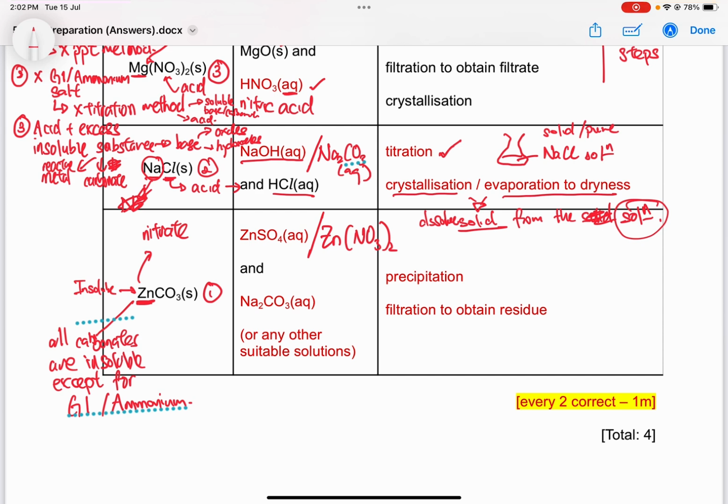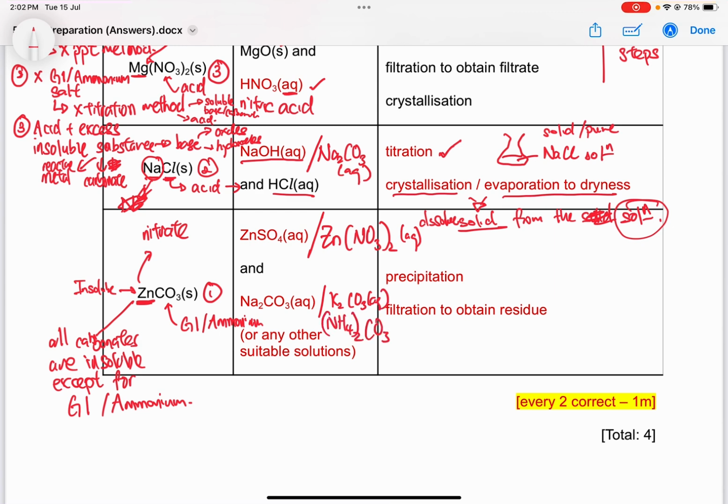Then the back part of the name, normally I'll let it go with any one of the group 1 or ammonium cations. So in this case here, instead of potassium carbonate, I could also, sorry, this is aq, I could also use potassium carbonate. I can also use ammonium carbonate as well.